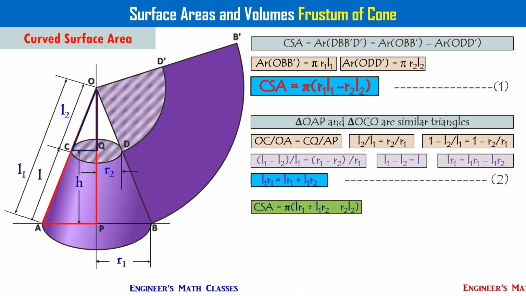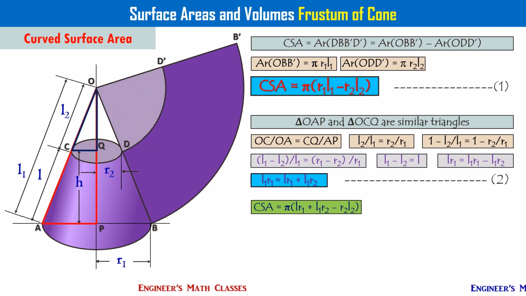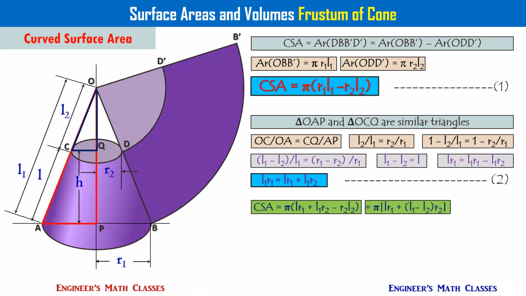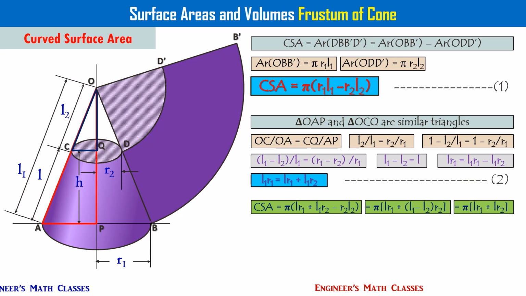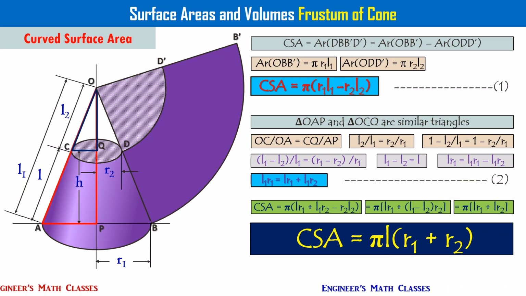That becomes my curved surface area of the frustum of cone is equal to pi times (L R1 plus L1 R2 minus R2 L2). So I take R2 as common. That becomes pi times (L R1 plus (L1 minus L2) into R2). And we have already seen that L1 minus L2 is nothing but L, which is the slant height of the frustum of cone. So that becomes pi times (L R1 plus L R2). So the curved surface area of the frustum of the cone is nothing but pi L times (R1 plus R2).